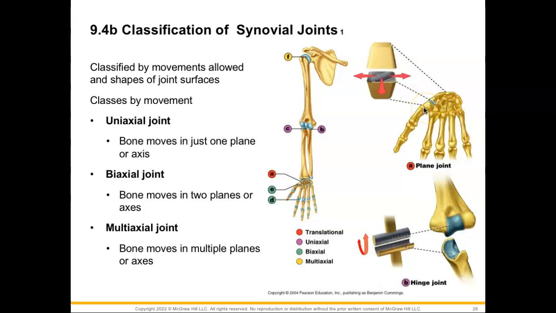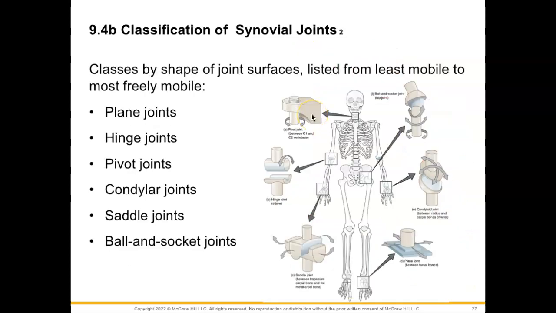And then we have multi-axial joints, where we're going to have bones move in multiple planes. The best example of this is in our shoulder, because we can do things like rotation, flexion, extension, abduction, and adduction. Now let's talk about classification based on the shape of our joint surfaces, and we're going to list these from the least mobile to the most freely mobile.